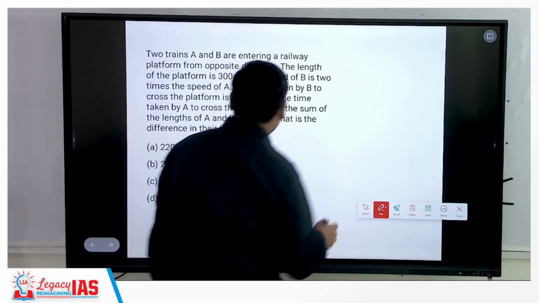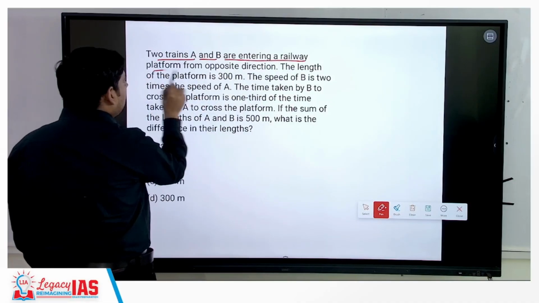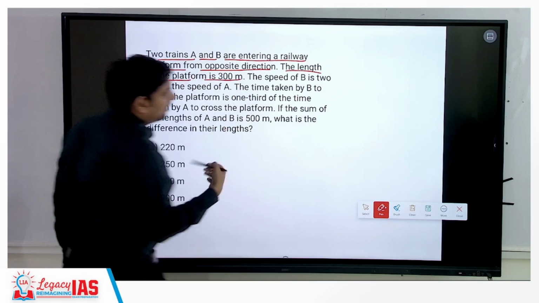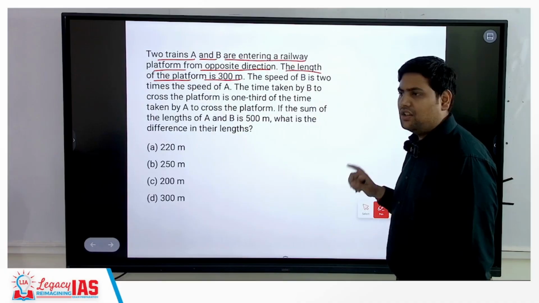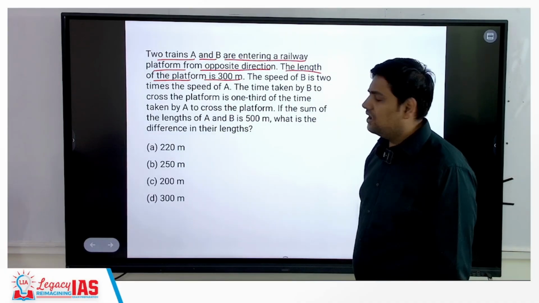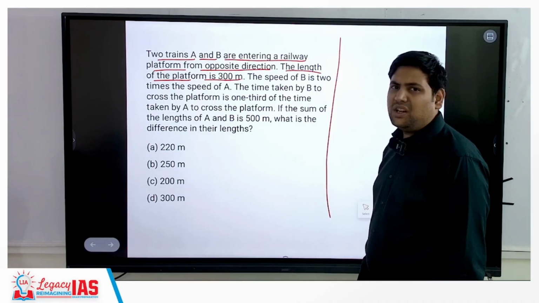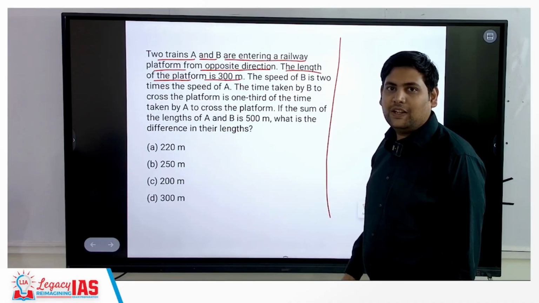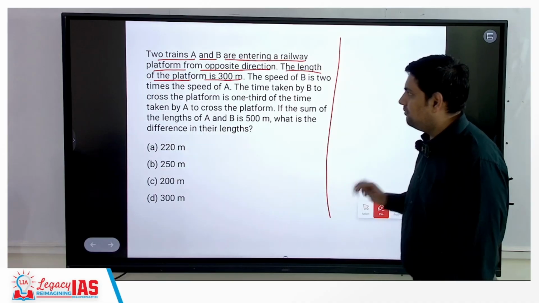Okay, let's see. The question reads, two trains A and B are entering a railway platform from opposite directions. The length of the platform is 300 meters. Speed of B ratio is given and time taken to cross is given. Then the sum of lengths of trains is also given. You are asked the difference between their lengths. There can be shorter ways of doing it, but for every question you cannot have another short way that you learn. That is why we will do it using basic understanding of mathematics only.